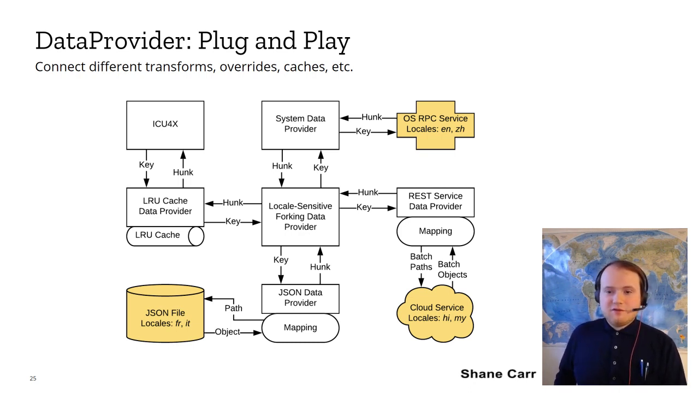Combining data providers happens outside of the core ICU4X business logic. The data provider pipeline model also allows nodes to provide certain useful operations such as caching. The only requirement is that the node conform to the data provider protocol.